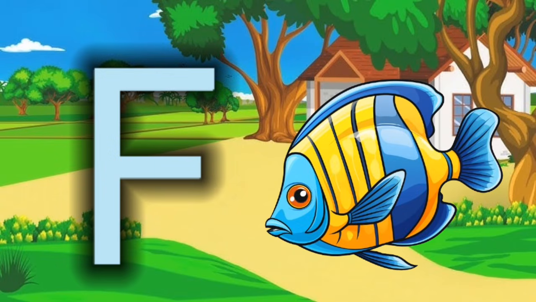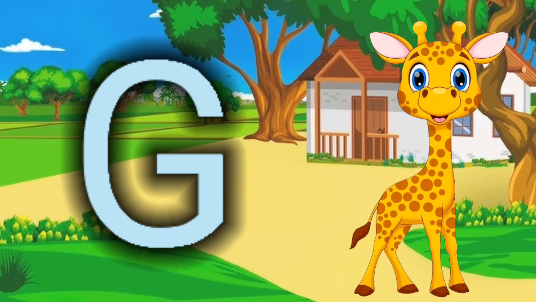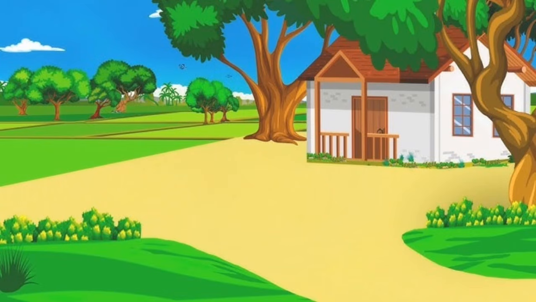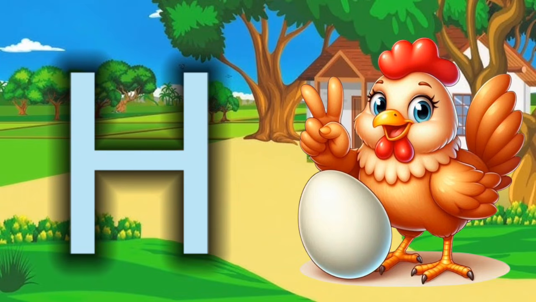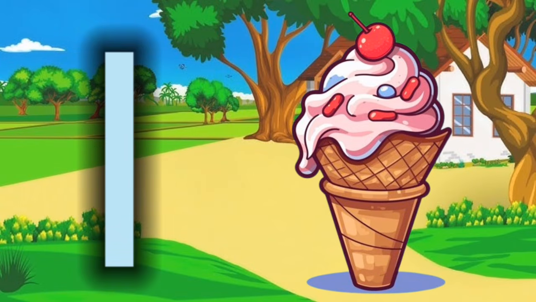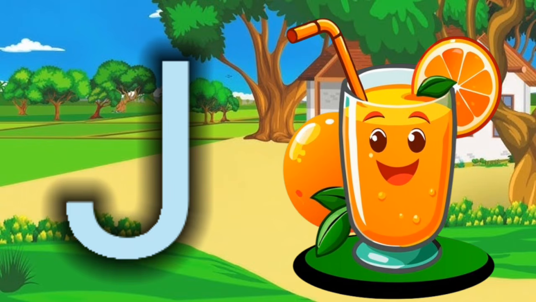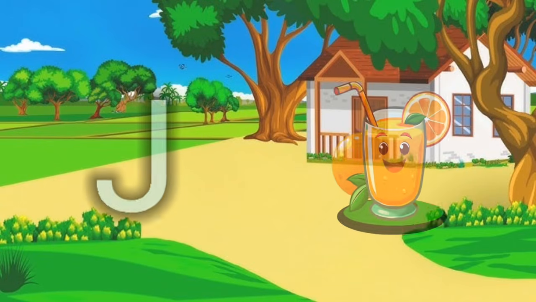F. F for fish. G. G for giraffe. H. H for hen. I. I for ice cream. J. J for juice.